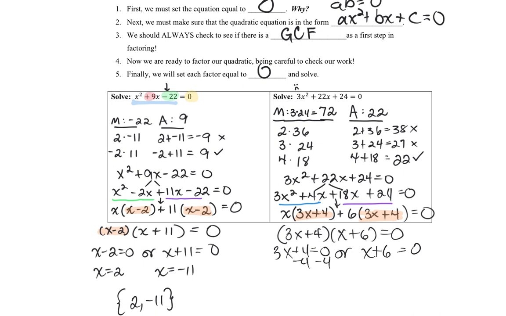Subtract 4 from both sides. Divide by 3. So x equals negative 4/3 is one solution. Subtract 6. x equals negative 6 is the other solution. So there's my solution set.